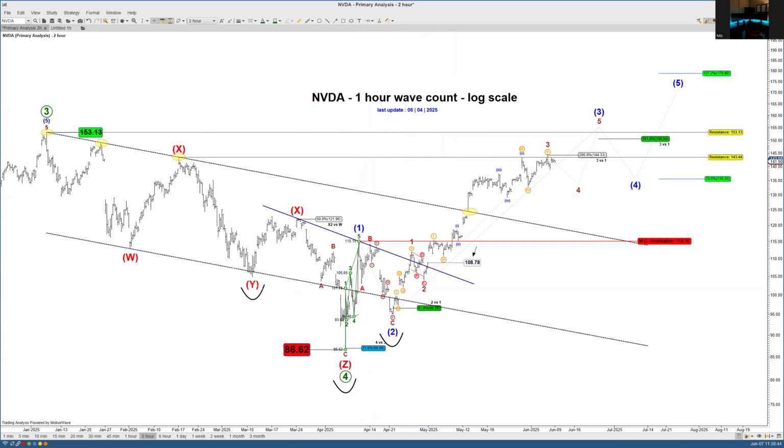I went back on his page. I didn't say anything to him. I was like, dude, you don't see a five-wave move? Every three-wave move he labels as a five-wave move. I was like, where's your fourth wave?